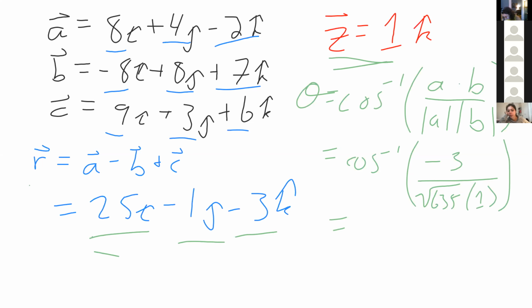Arc cosine of a small negative number, whatever that happens to be. I don't even have a calculator on me. So anyway, this will be some small negative number. I don't know if someone wants to do it, whatever. I think we get the procedure there. And yeah, okay. So if there are no questions here, we'll go ahead and go to the next one.